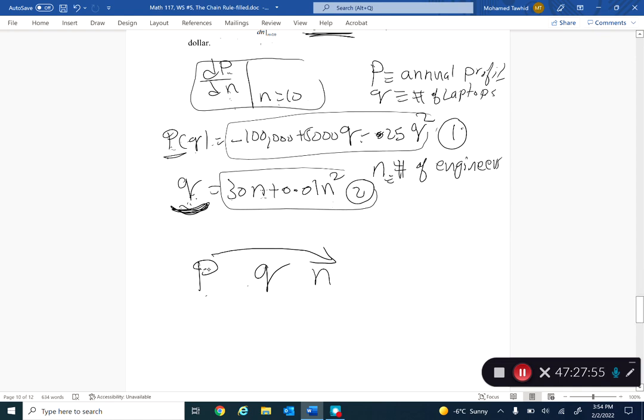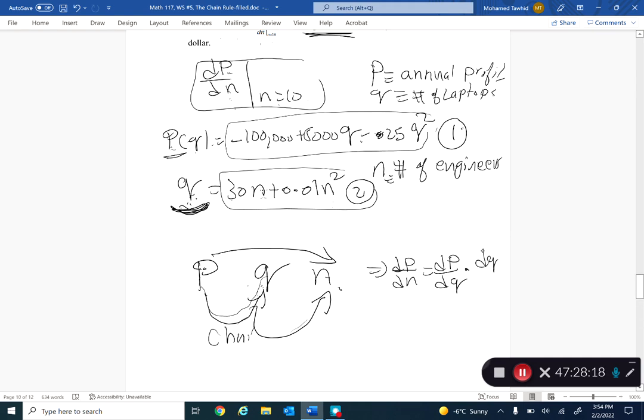Here the question asks, what is the derivative of P with respect to N? But I cannot go from P to N directly. I have to go first to Q, and from Q to N. That is called the chain rule, because I go through the bridge, which is Q, and then from Q to N. So the chain rule: dP by dN is dP by dQ multiplied by dQ by dN. I call dP by dQ equation number 3, and dQ by dN equation number 4.